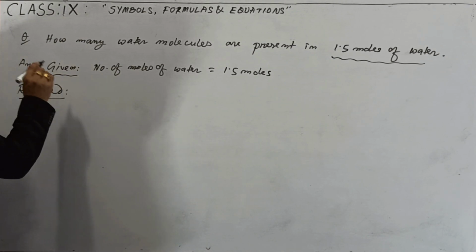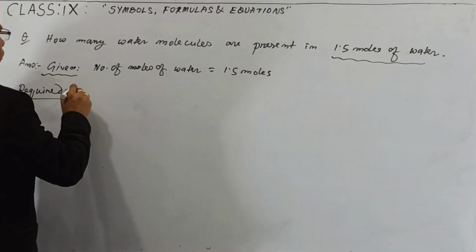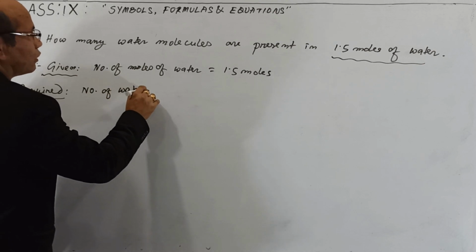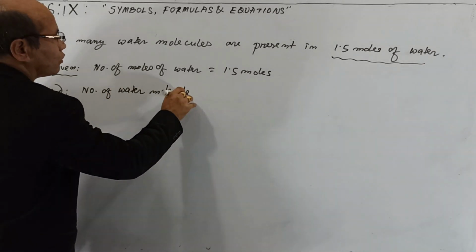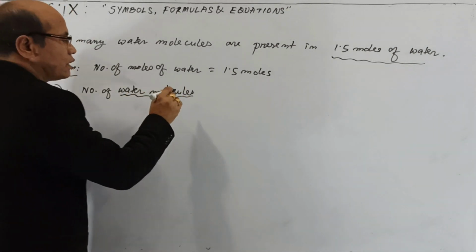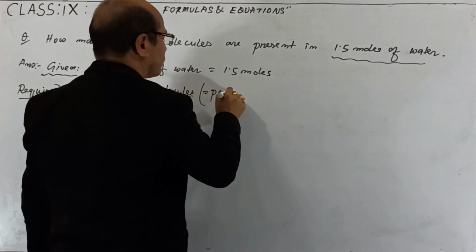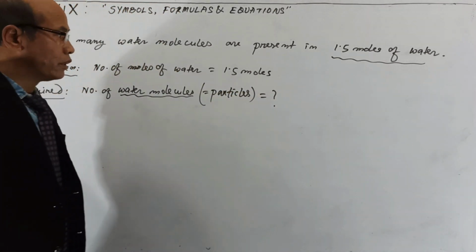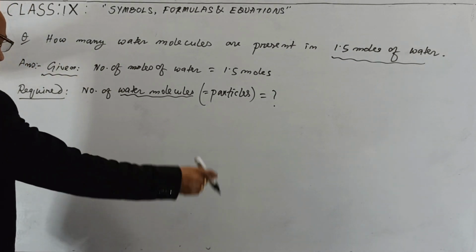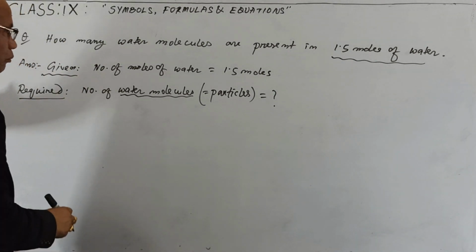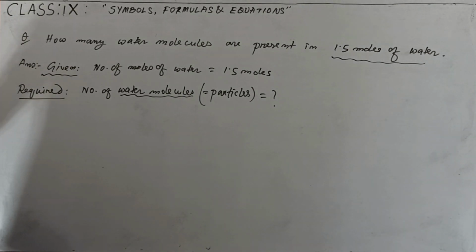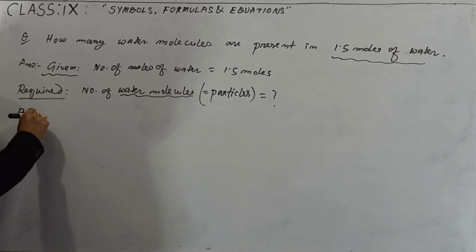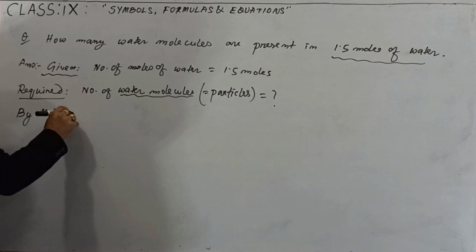What is required? We have to find out the number of water molecules. Here, water molecules represent particles, in 1.5 moles of water. Then how do you do it? You use your mole concept. You write like this: by mole concept.